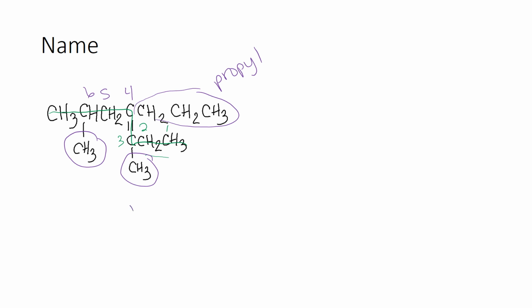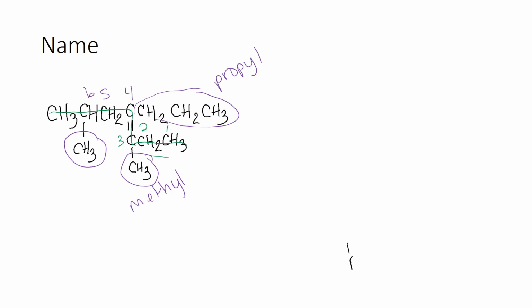So now, because I have 2 methyl groups and 1 propyl, I'm going to have to arrange these in order alphabetically. So M comes before P alphabetically, so I'm going to name my methyl groups first. So my methyl groups are coming off of 3. Let's write this down here where we have way more room.